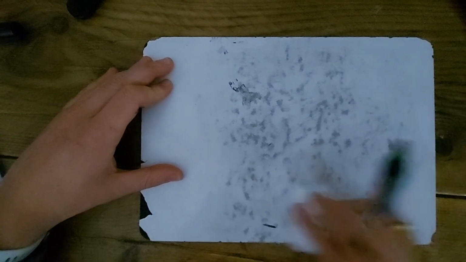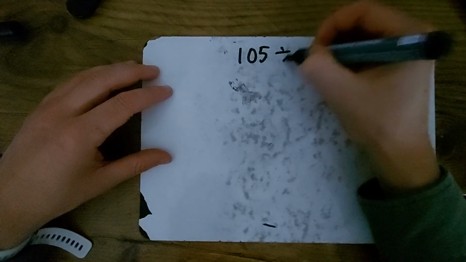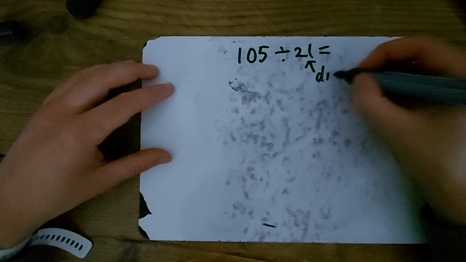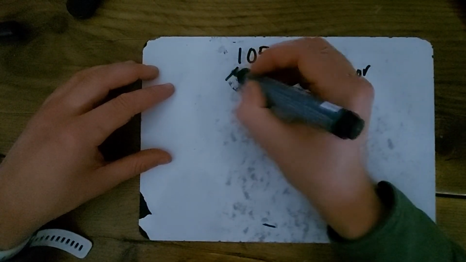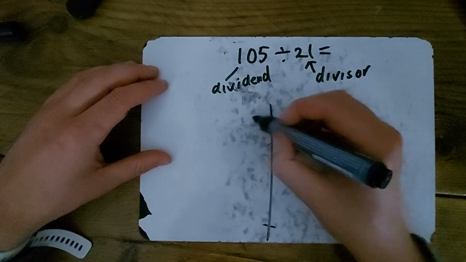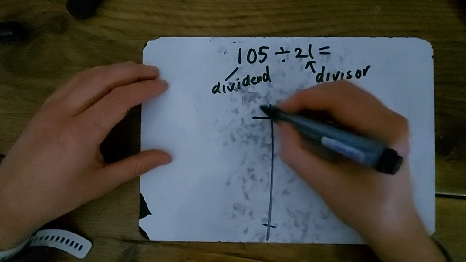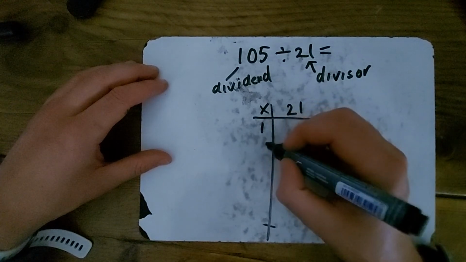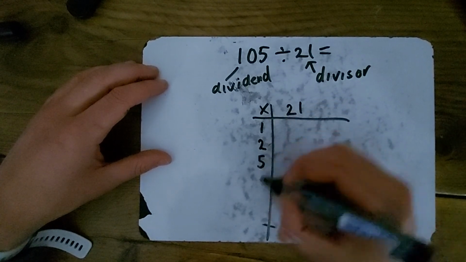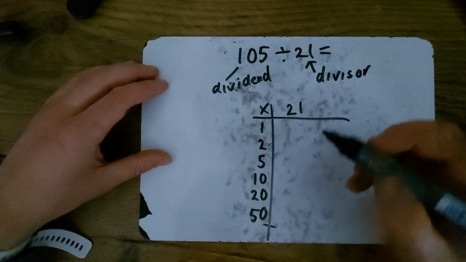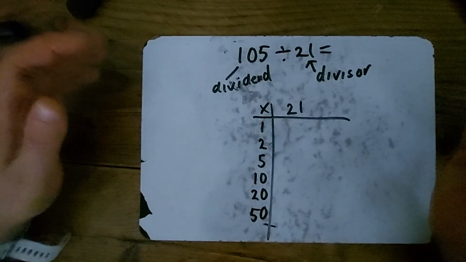Right, next one. Let's do 105 divided by 21. Again, this second number, the number we're dividing by, is the divisor. The number that we're dividing up is the dividend. Okay, I draw my grid, I put my symbol in. The divisor becomes what we're creating the coin card in. I write my coin facts: 1, 2, 5, 10, 20, 50.